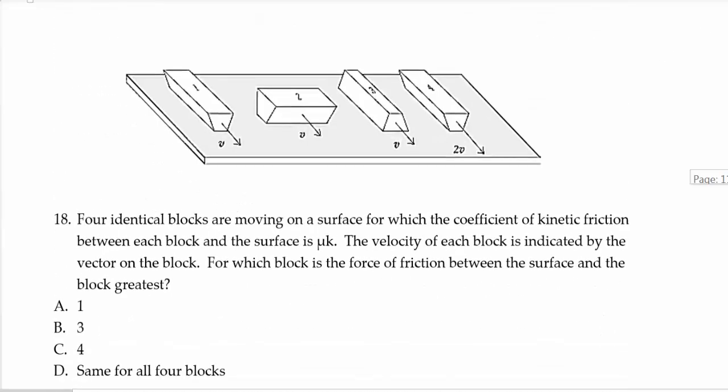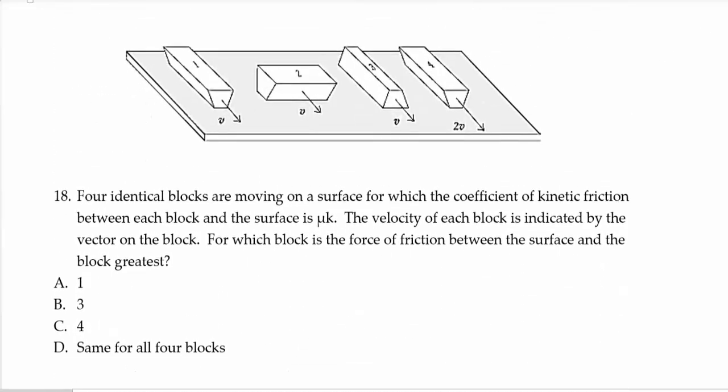Number 18 is a little technical. Four identical blocks are moving on a surface for which the coefficient of kinetic friction is the same between each block and the surface, and it's mu k. The velocity of each block is indicated by the vector on the block. For which block is the force of friction greatest? What is the answer here?